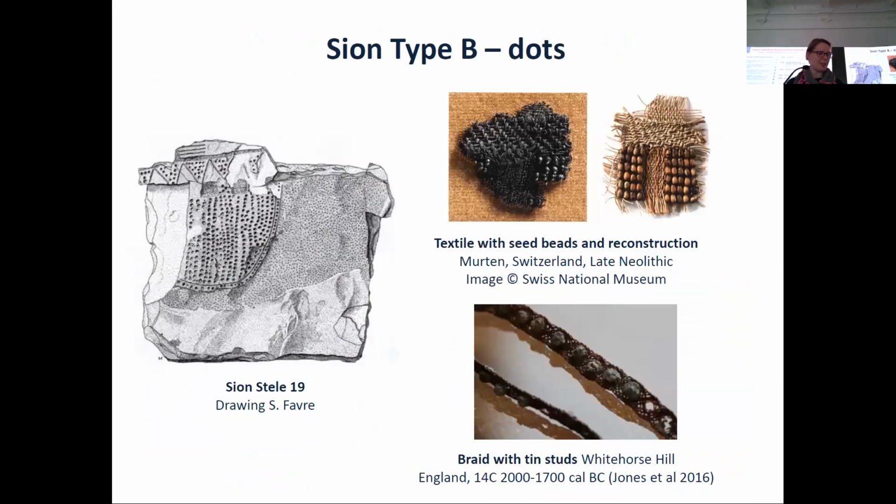When we think of some of the dot motifs on the statue menhirs, we can consider the numerous beads of the period that are found in both inorganic and organic material. Here, examples shown in seeds sewn onto textiles, or tiny metal studs, an example here from Northern Europe, from Britain. And the motifs on the statue menhirs of the Beaker phase of the site do very much look like these types of textiles and beads.